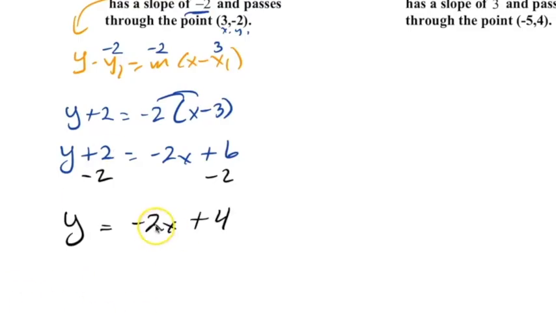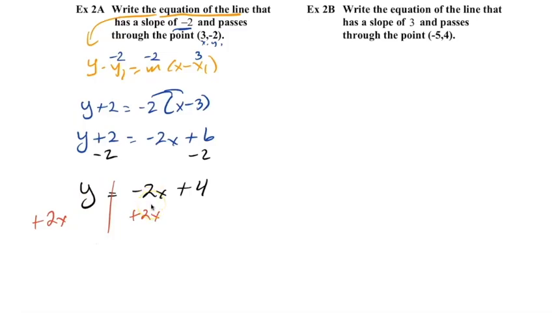How do I put it in standard form? I just got to move this guy over there. So we're just going to add 2x to both sides. Standard form is when the x's and the y's are on the same side, and you want the x to be positive. Now, over here, they're going to cancel out. On this side, remember, you cannot combine them. They're separate. So it's going to be 2x plus y equals 4. And that's standard form.